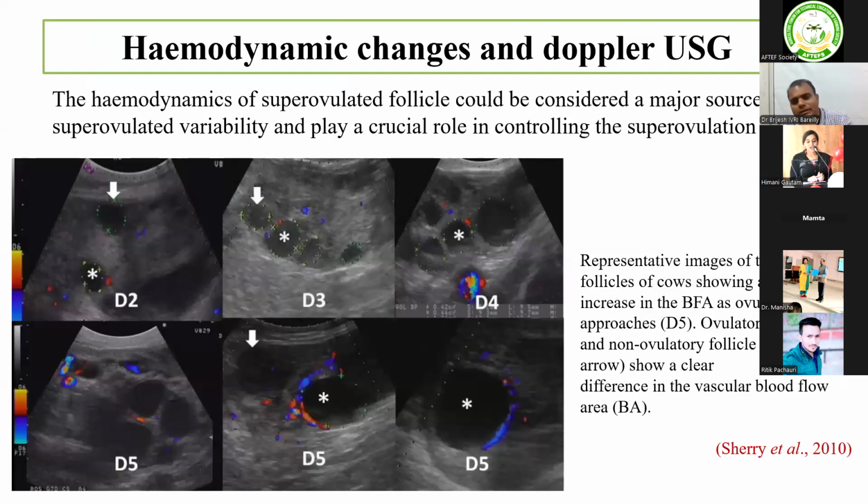Then again, the challenge is how to select the donor for our MOET program, MOET superovulation program, or OPU IVF program. Based on the literature, and now we are also practicing, we are seeing blood flow to the ovarian tissue, specific to the medium-sized follicles. If there is more blood supply, more follicles are tinged with colors, and they are definitely estrogenically active and going to produce good oocytes and good embryos.